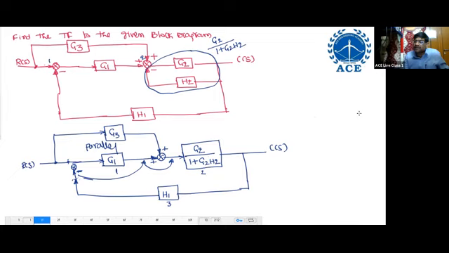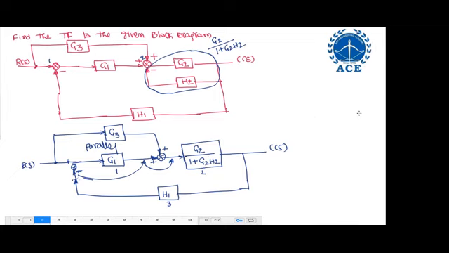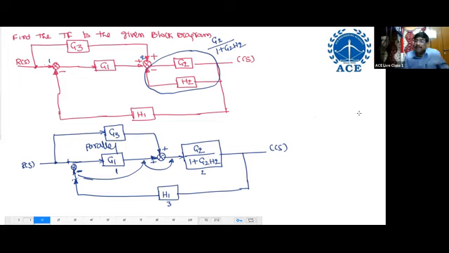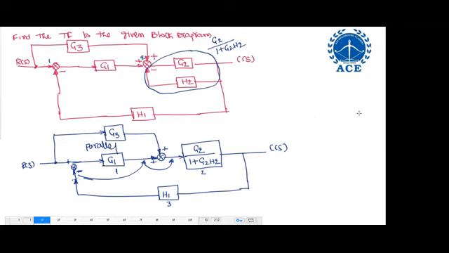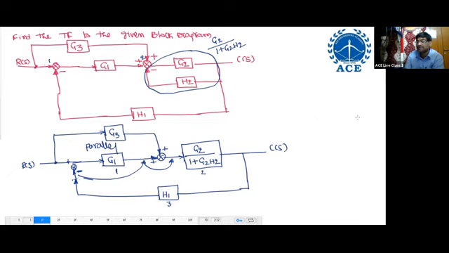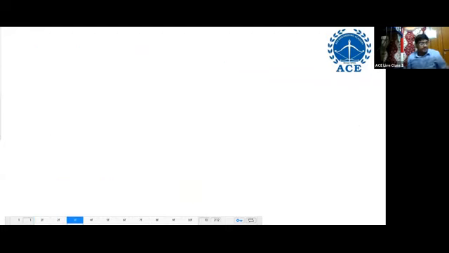Venkatesh? Tell. Hello? Okay, at the end we'll discuss the doubts. Voice not clear. Okay, at the end we'll discuss the doubts. Next question. We'll close this chapter. Next question.